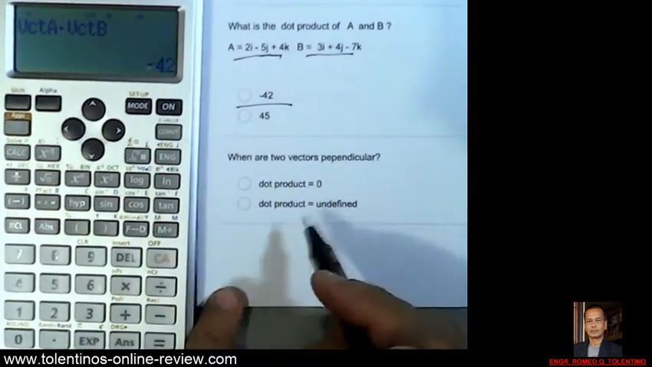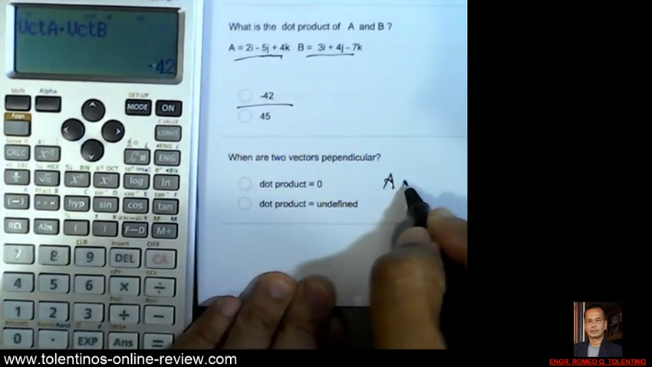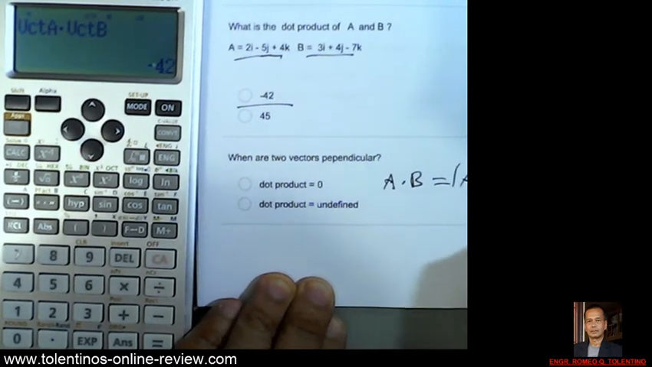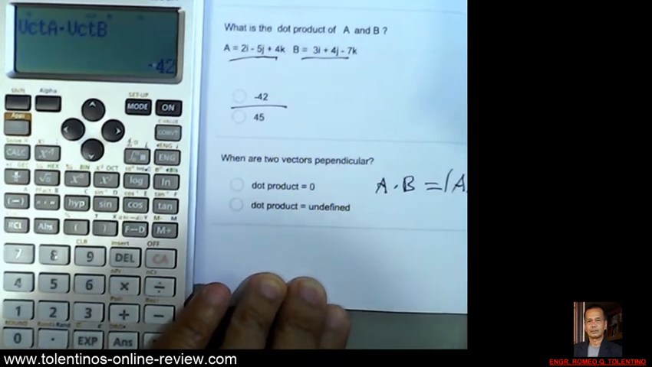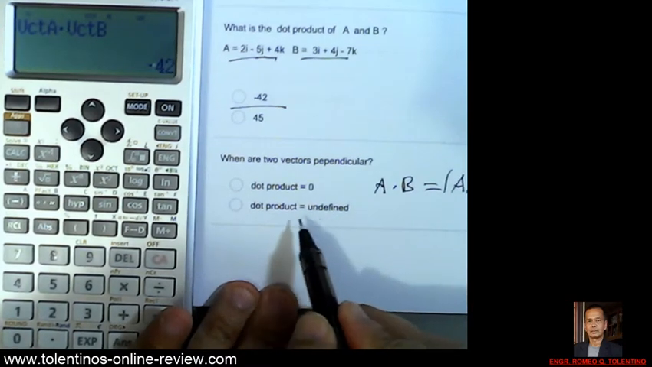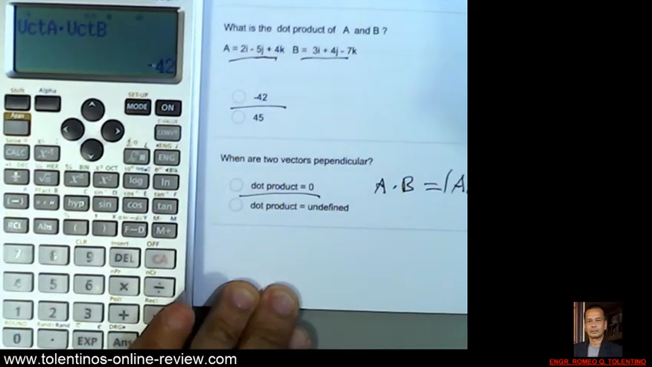Okay, here, when are two vectors perpendicular? Pag A dot B is AB cosine theta, now kapag 90 degrees yan, cosine 90 is 0, right? Therefore, perpendicular siya. So, the dot product must be 0 kapag perpendicular siya.